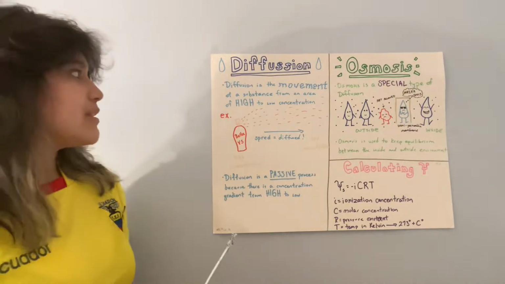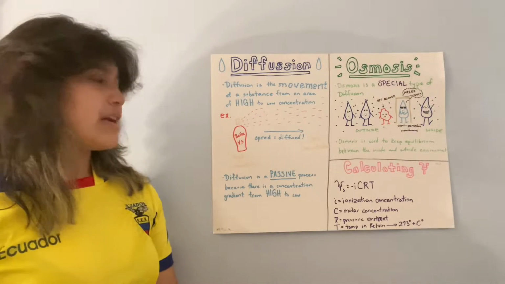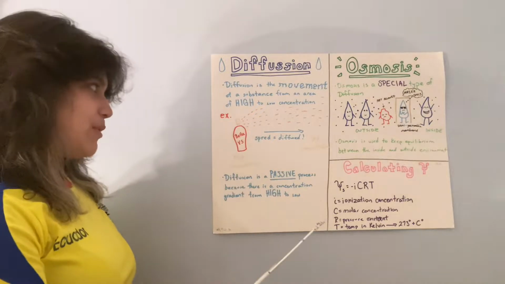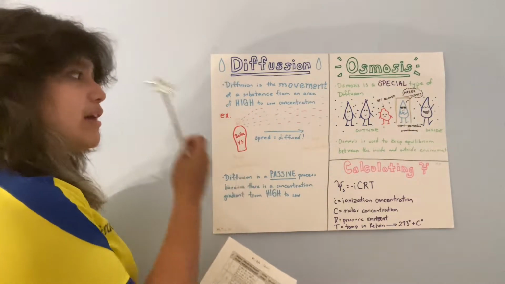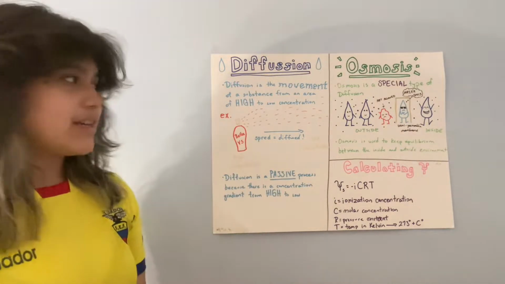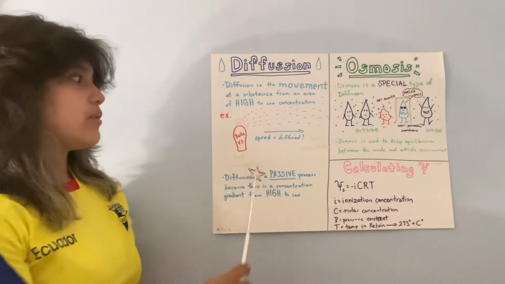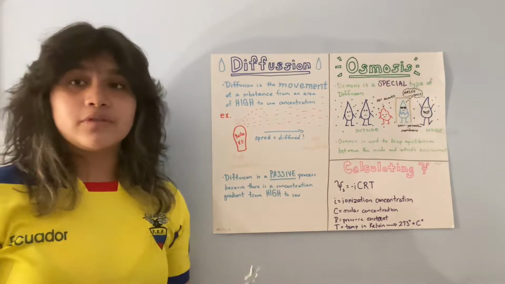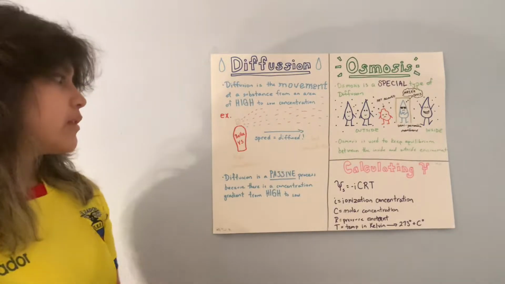Diffusion is the movement of a substance from a high to low area of concentration. As you can see in this example, there's perfume, which is a high concentration area, and the rest of the area, which would be a low concentration area. When the perfume is sprayed, the perfume molecules are spread out into the air. When they're spread out, they will be diffused because it's going from the high concentration of the perfume bottle to the low concentration of the rest of the air.